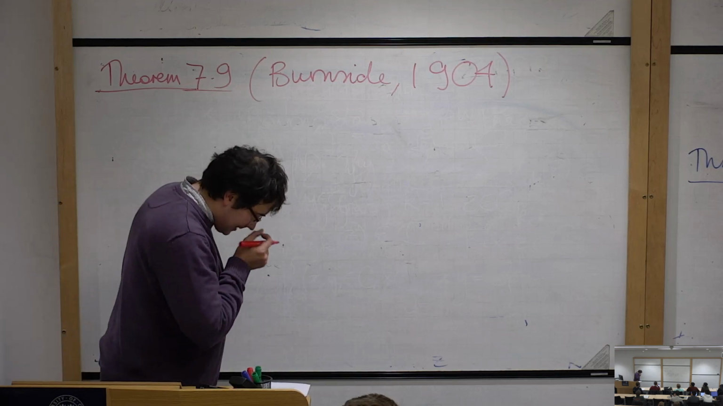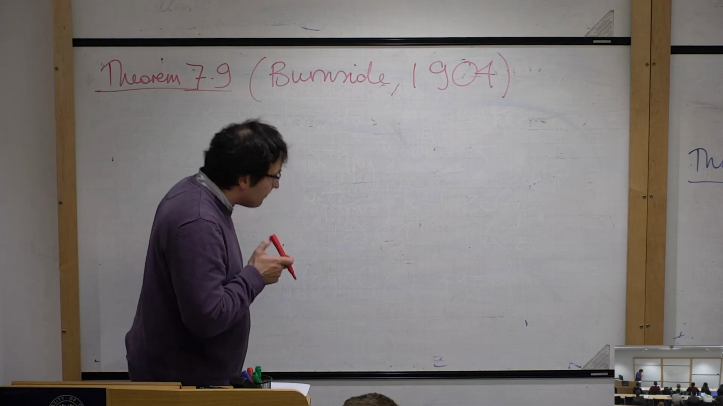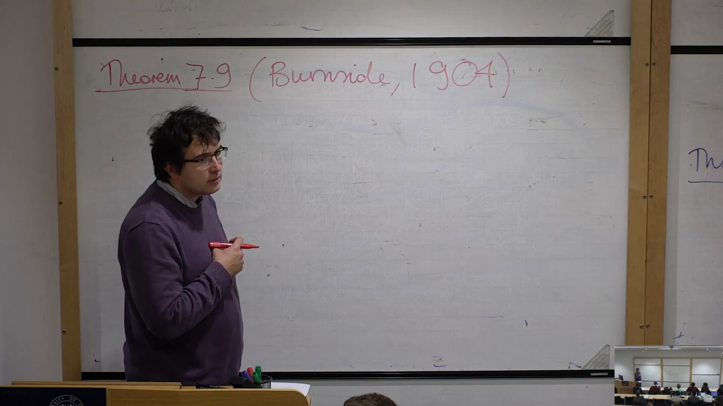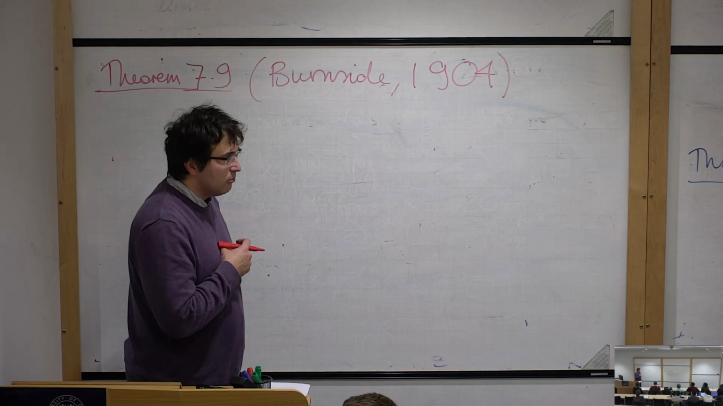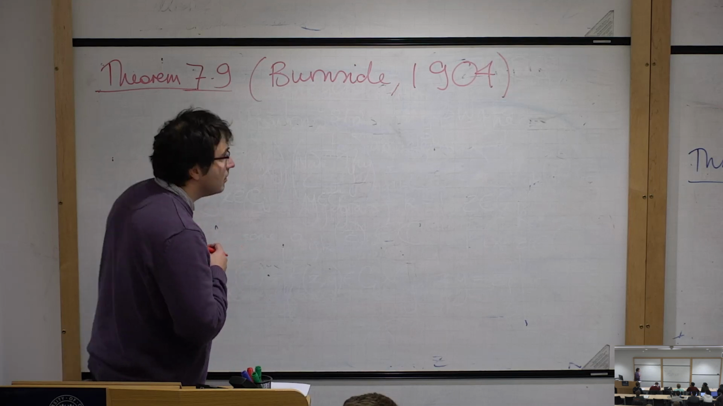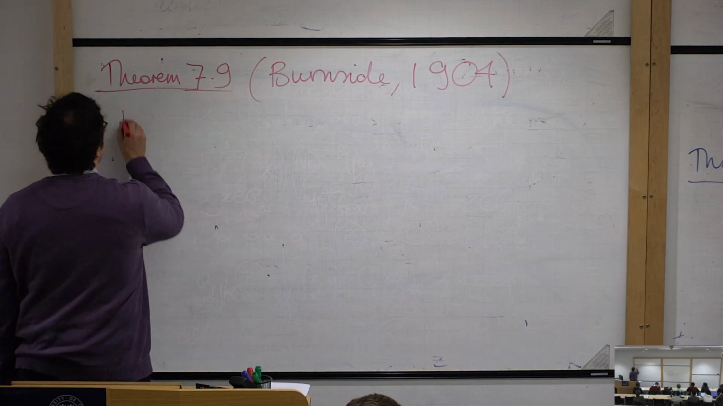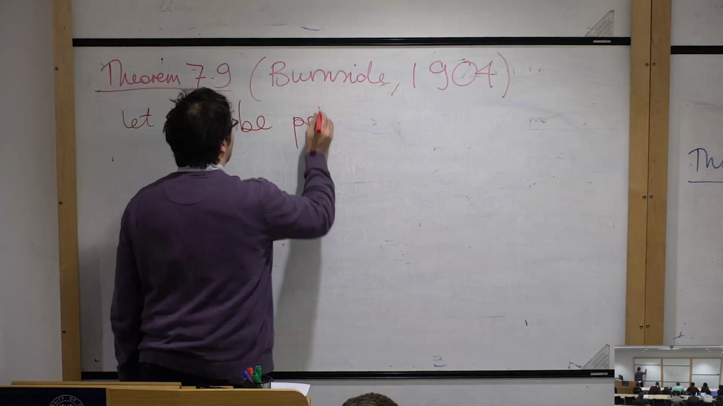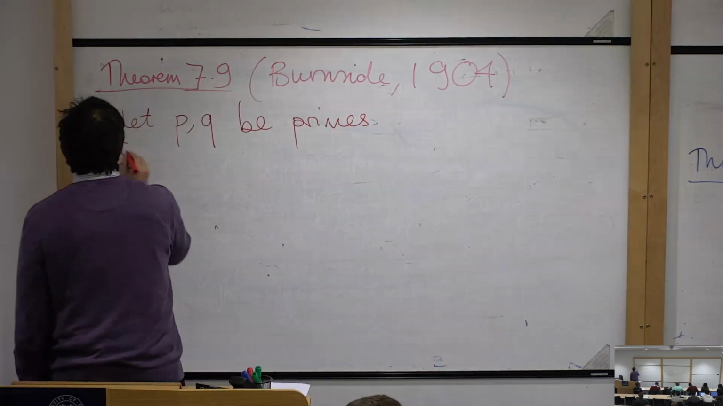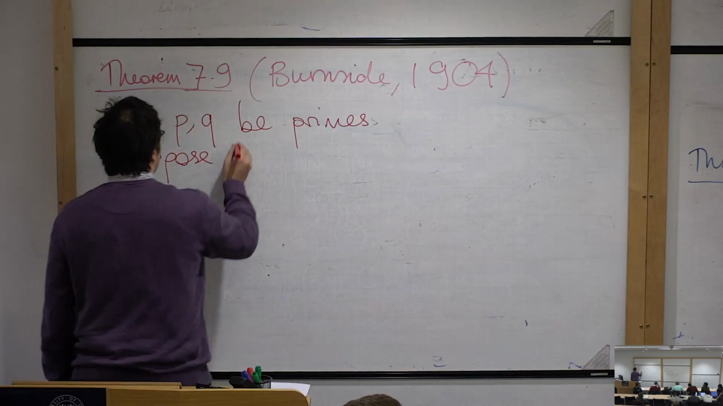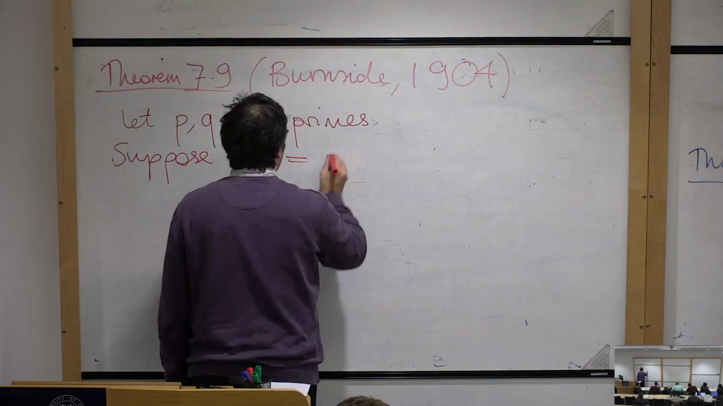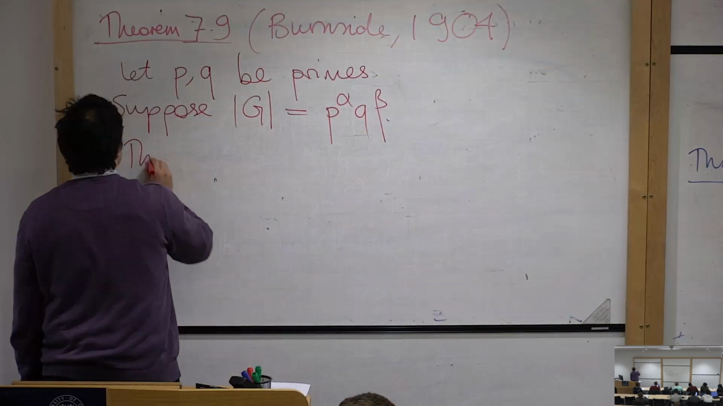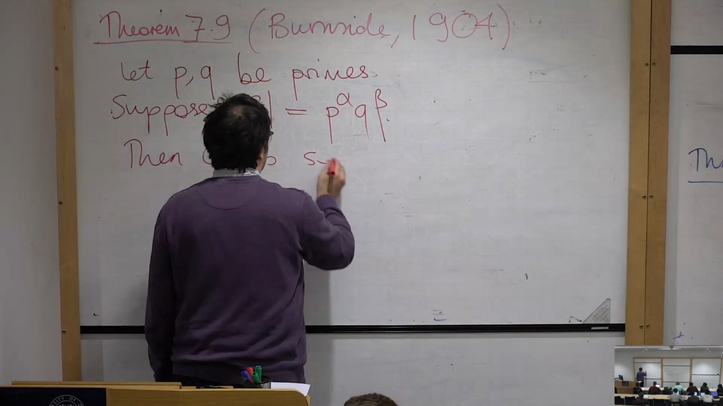And so if you're searching for finite simple groups, you immediately look for groups whose size has at least two different primes dividing it. And you might wonder, are there any with exactly two? And the answer is no. So that's p, q primes. Suppose I have a finite group of order p to the alpha, q to the beta, hence the name of the theorem. And the claim is that such a group is necessarily solvable.